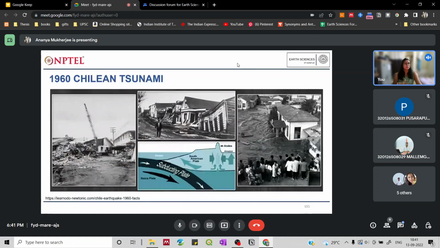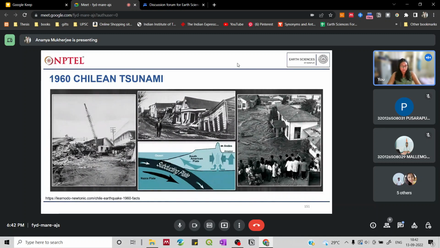Now we come to two very important examples. I think the Chilean tsunami is by far the most damaging, most destructive, and also the highest magnitude earthquake that has happened, which caused a tsunami. It was, I think, around 9.5, if I'm right.